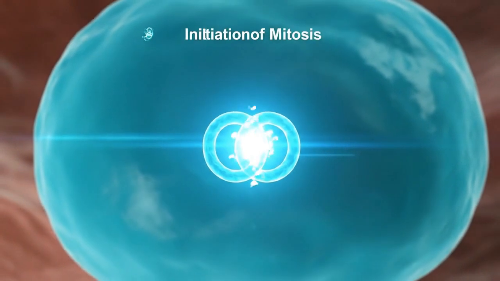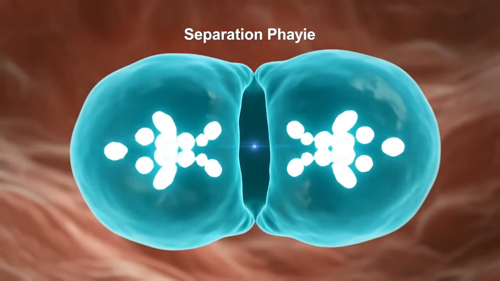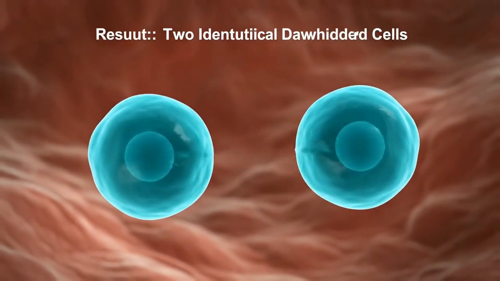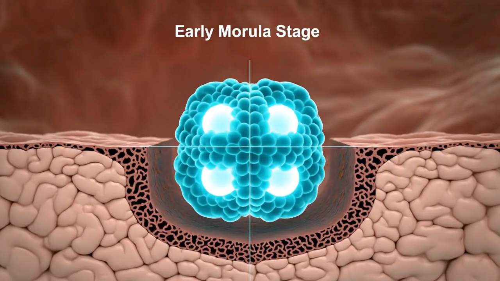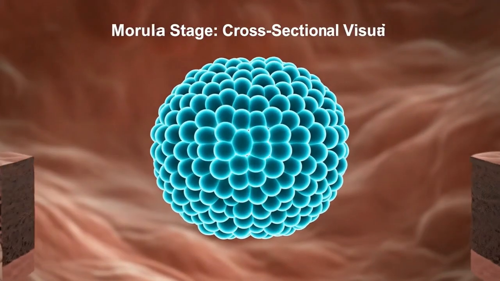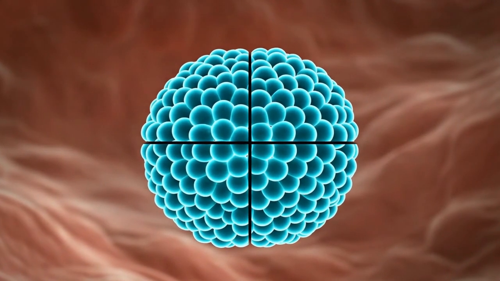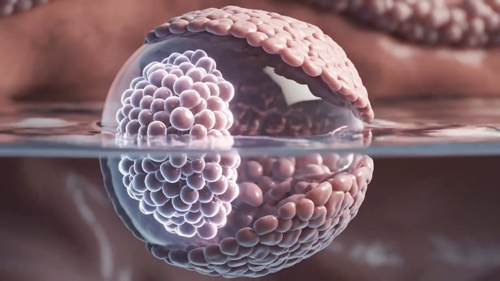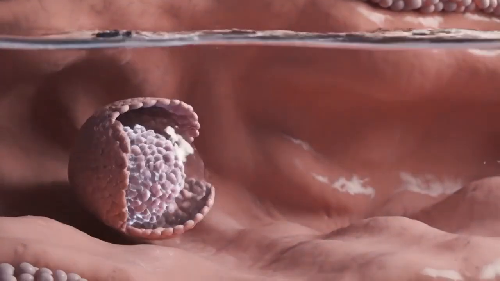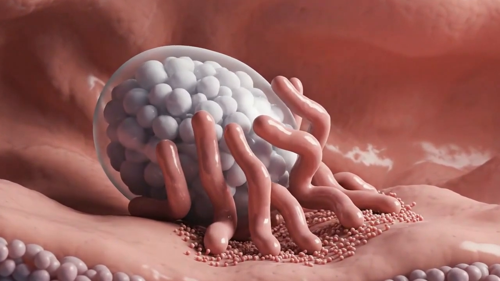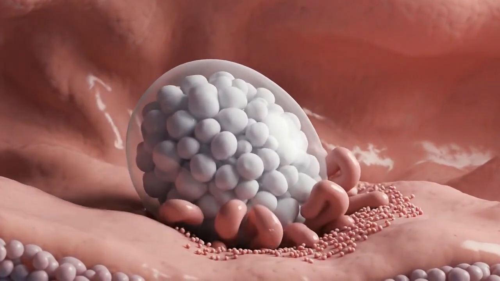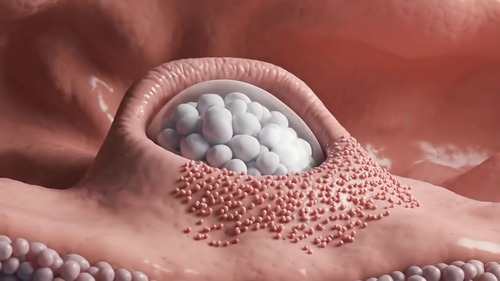Here we see the first cell division of a zygote through mitosis, resulting in two identical daughter cells. As division progresses past the four-cell stage, the cells compact together to form a solid sphere. The compacted morula develops into the blastocyst, characterized by the inner cell mass and the expanding blastocoel. The blastocyst travels down to the uterus, where it initiates implantation.